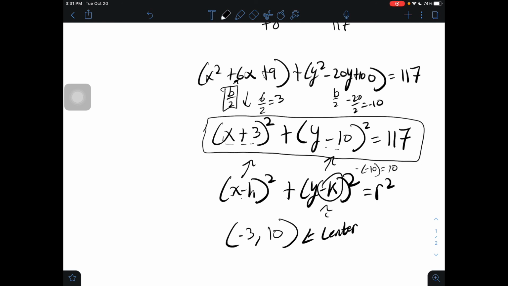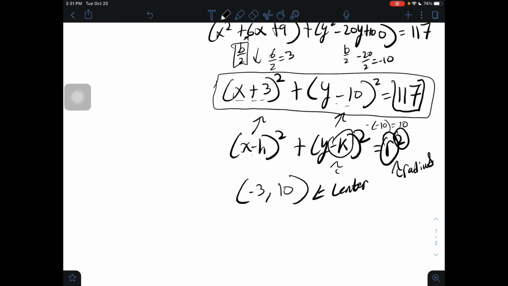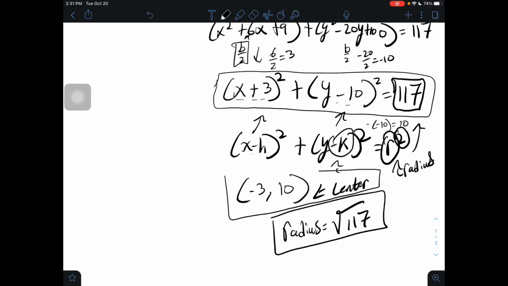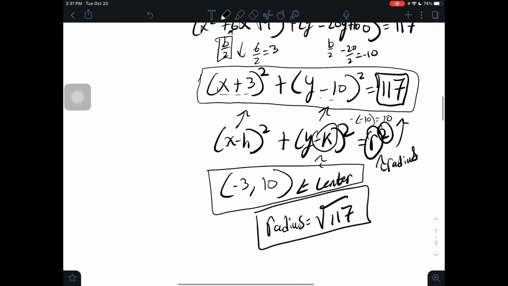And now, remember, this r represents our radius, and you can see it's squared. So that means this is our radius squared, meaning we have our radius as the square root of 117. Because if this is the squared version of our radius, if we take the square root, we'll just find our radius. So we have successfully completed the square and found the center and radius of the circle.